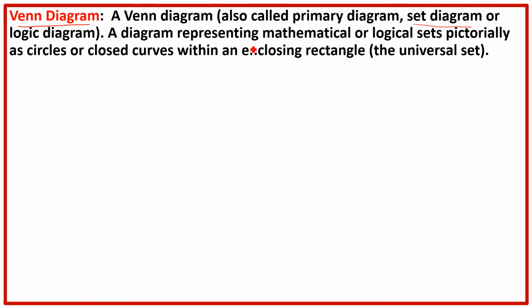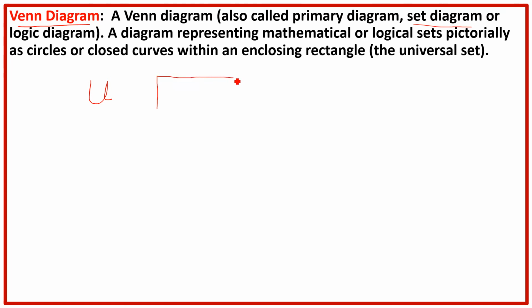A diagram representing mathematical or logical sets periodically as circles or closed curves within an enclosing rectangle, which is called the universal set. So what is the universal set? The universal set, which we denote by U, is represented by a rectangle.